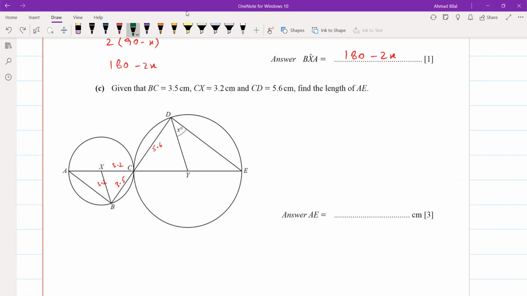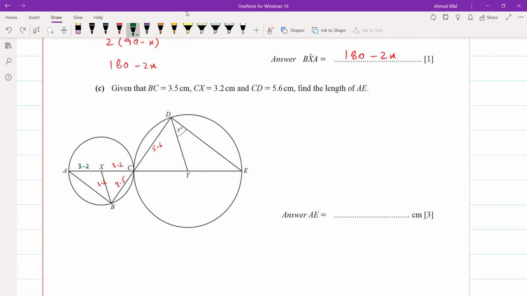So we have 3.2 here. This is a radius, so on the left side this is also 3.2. That's something we figured out, so the 3.2 gets added. Now the problem is that we don't know the radius CY.